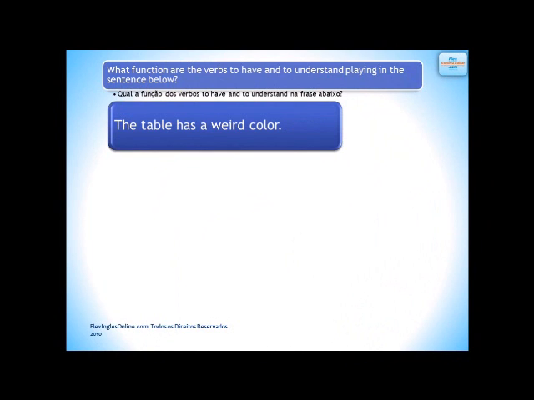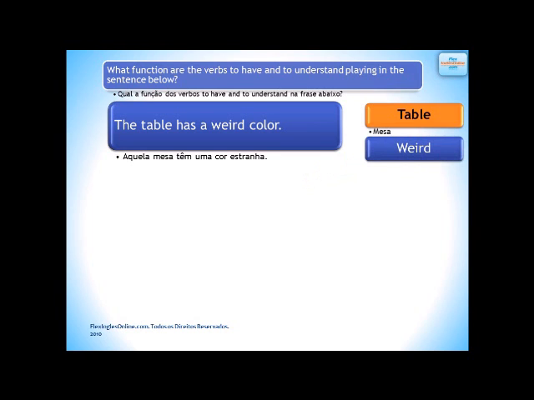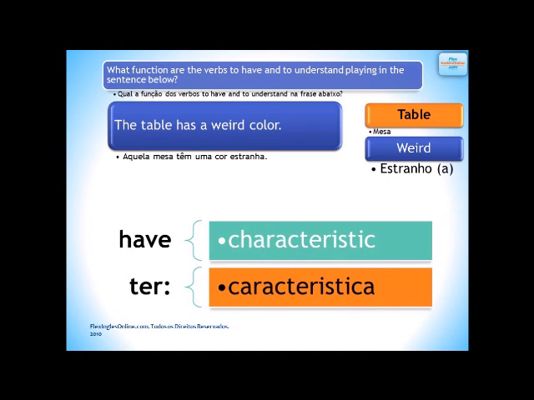The table has a weird color. Aquela mesa tem uma cor estranha. So, table, mesa. Weird. Estranho, estranha. So to have, in this case, is for a characteristic. The characteristic of the table is of a weird color.